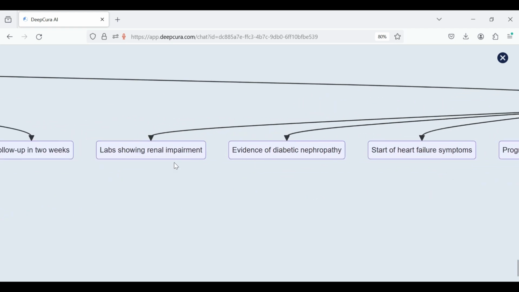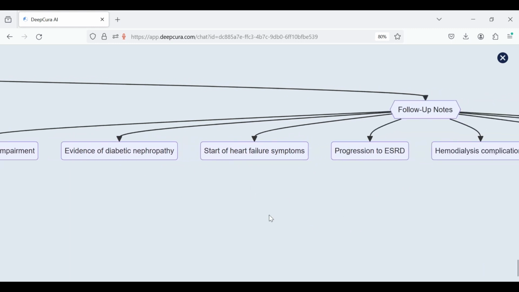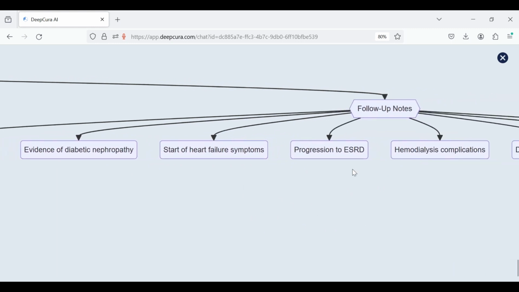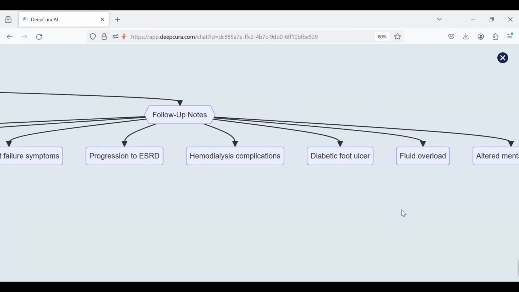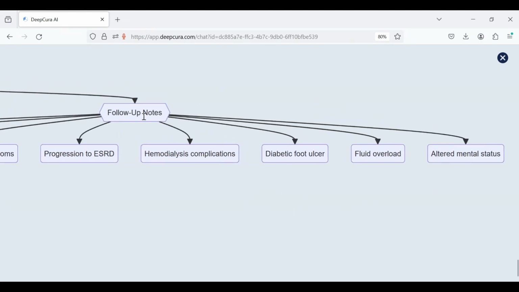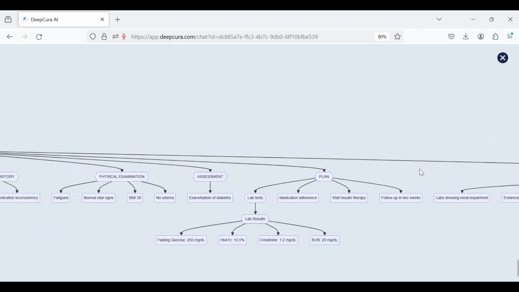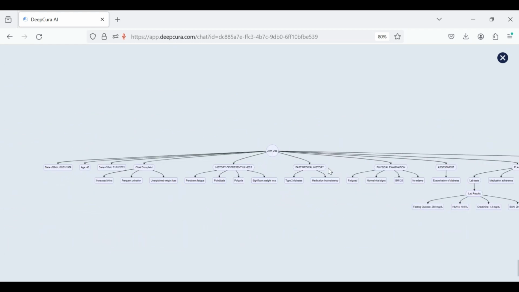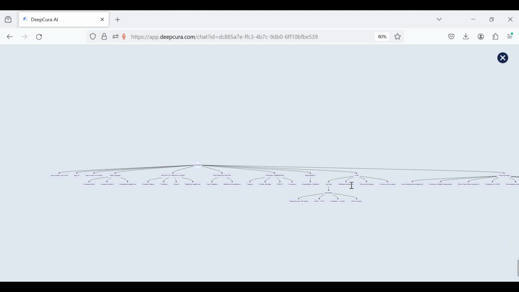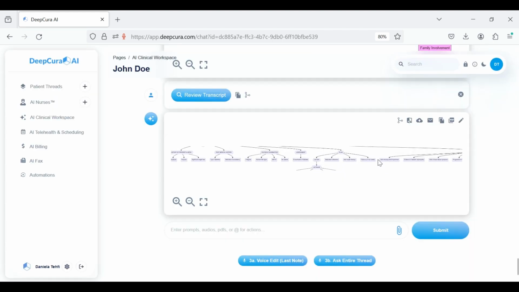So labs that showed renal impairment, then evidence of diabetic nephropathy, the start of heart failure symptoms and progression to end-stage renal disease, and along with hemodialysis, diabetic ulcer that was discovered later on, and then fluid overload and altered mental status at the end that led to his ICU admission. So, obviously, this is more of a timeline thing. So in scenarios like this, a Gantt chart would be most helpful. But mind maps can be really helpful as well in the appropriate context. So this is how you make mind maps and Gantt charts in Deep Cura.